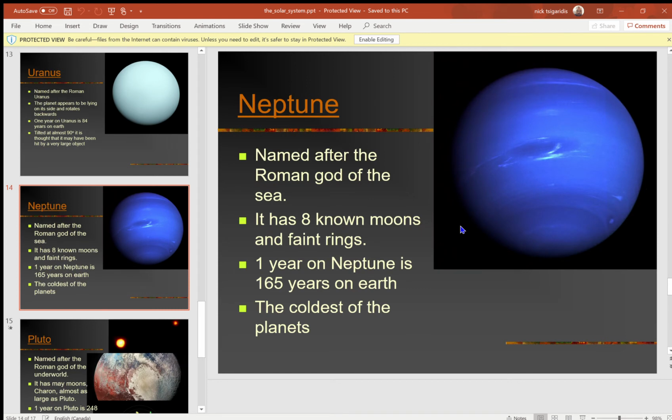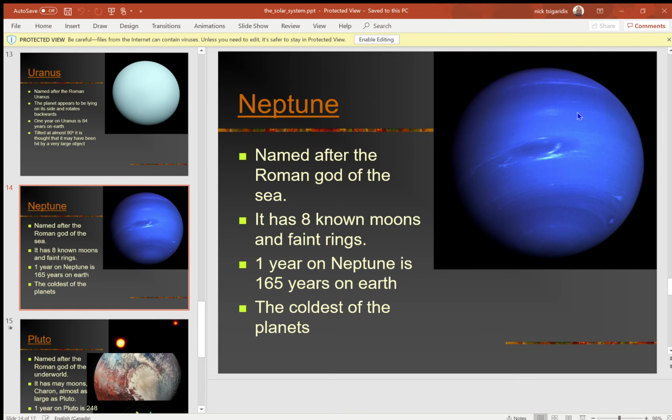Last planet that we consider a planet is Neptune. It's named after the Roman god of the sea. It has 8 moons with a very faint ring system. In fact, all of the gas giants do have rings. None of them are, of course, as spectacular as Saturn, but they do all have ring systems. 1 year on Neptune is 165 years on Earth. It is by far the coldest planet.